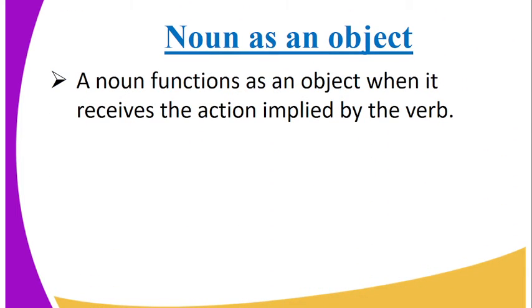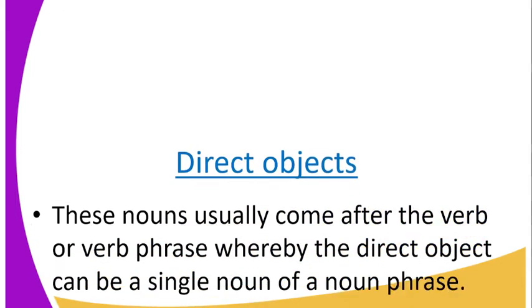Let's go to function number 2, noun as an object. A noun functions as an object when it receives the action implied by the verb. So an object is the receiver of the action. When a noun is the one that is receiving the action, we call that noun an object, or that noun is functioning as an object.